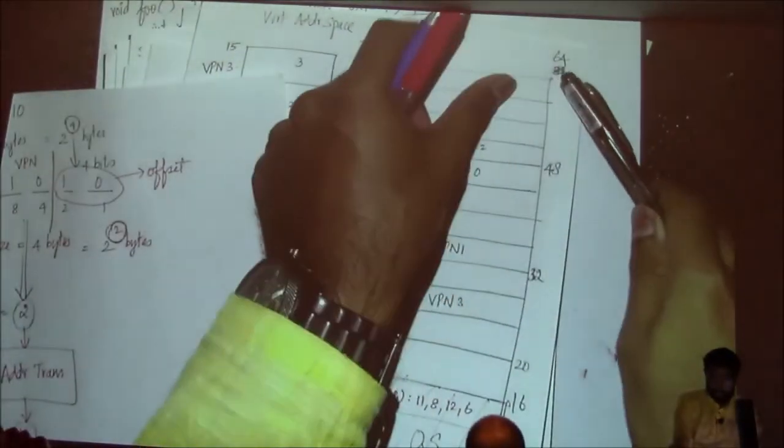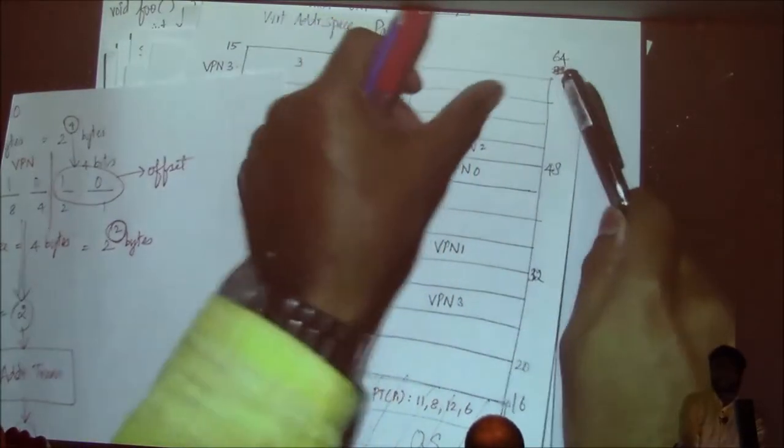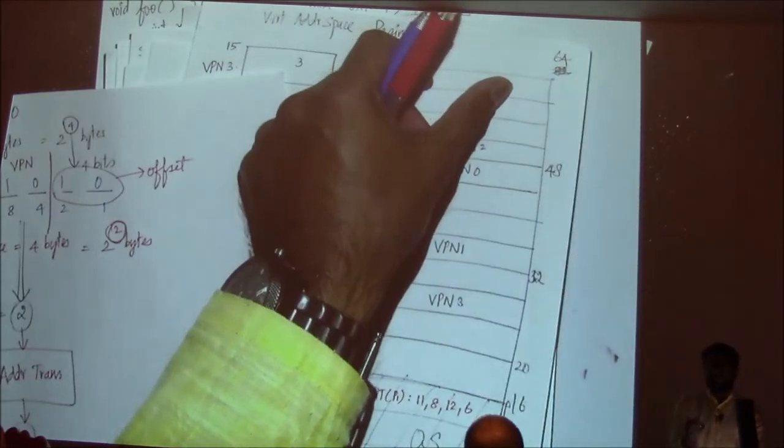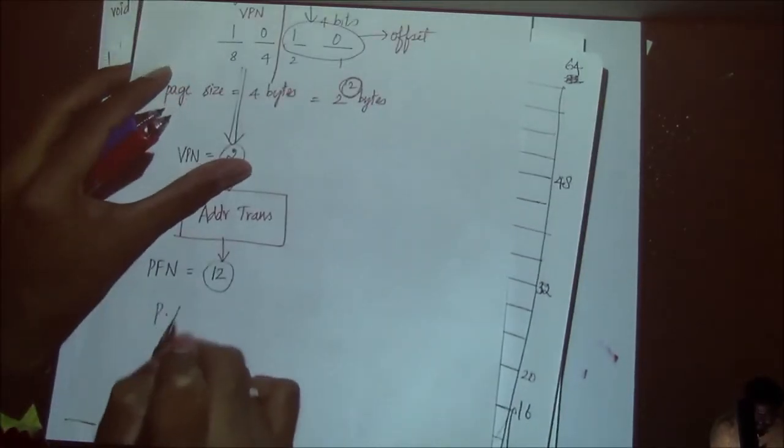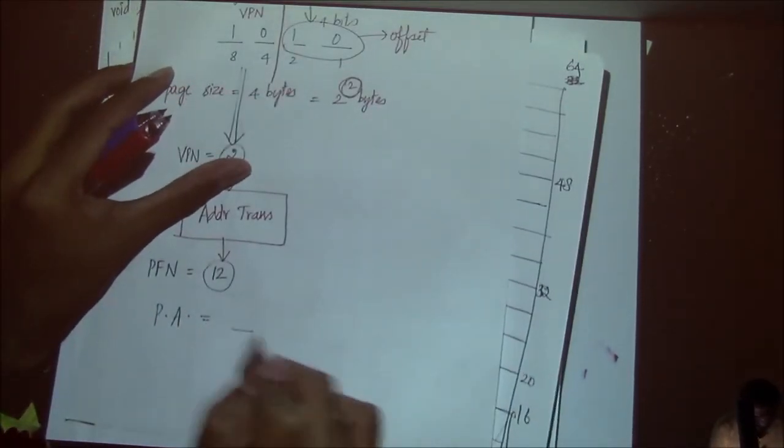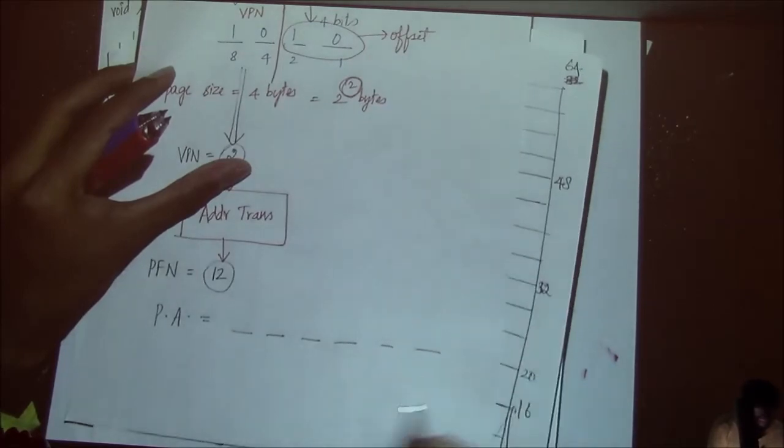We have a total of 0 till 64 bytes, right? So we need 6 bits to represent a physical address. So the physical address is going to have 6 bits: 2, 3, 4, 5, 6, okay?